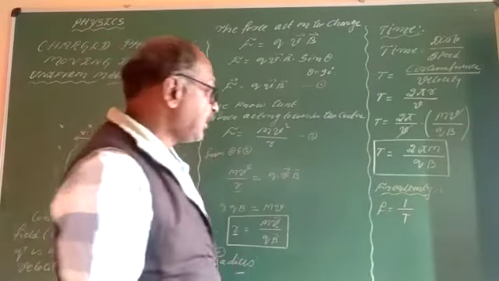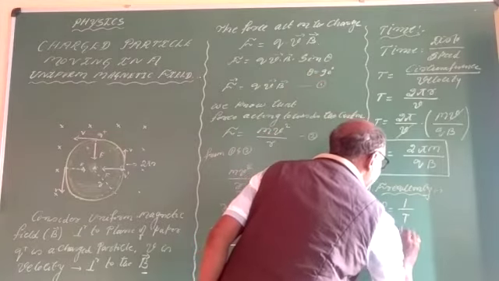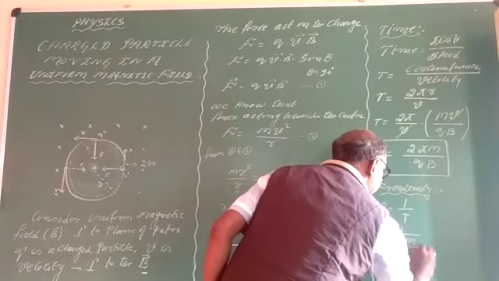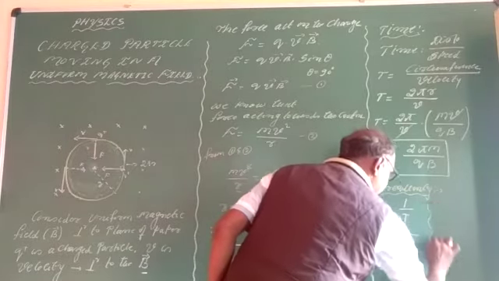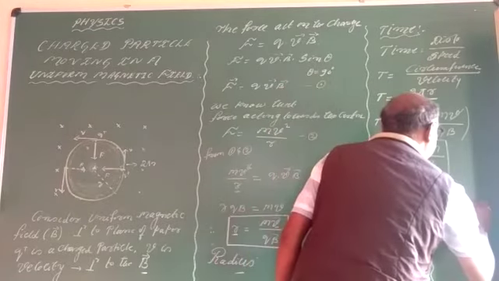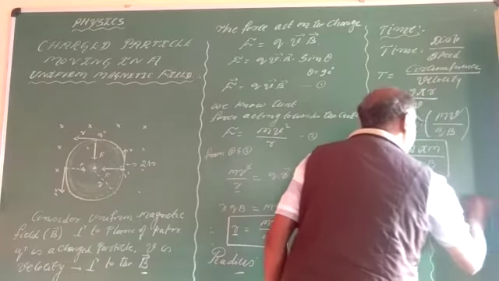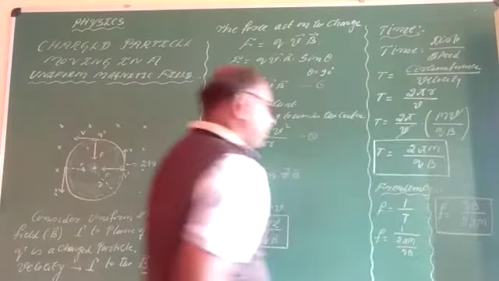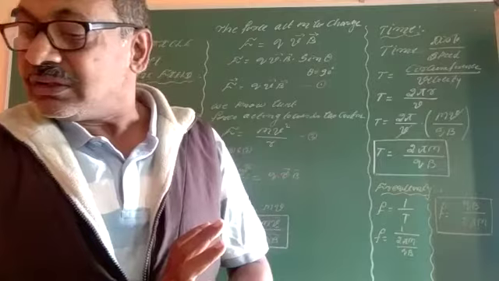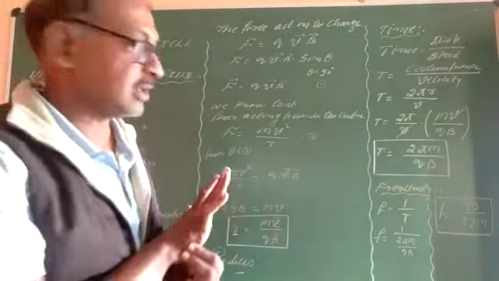Now what is the time here? The time is this. So the frequency is equal to 1 divided by the time period, 2 pi m divided by qB. So the frequency is equal to qB divided by 2 pi m. This is the frequency of the charged particle. That is the easiest method to find the frequency of a charged particle.